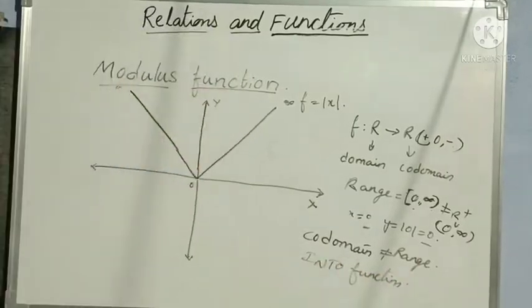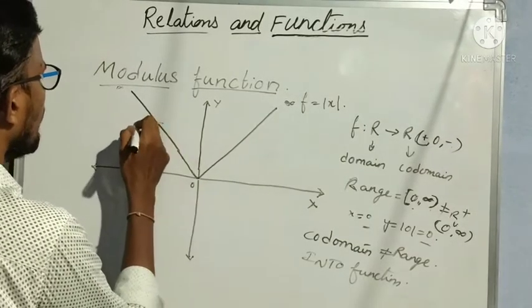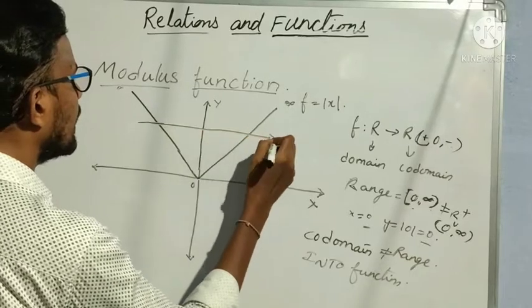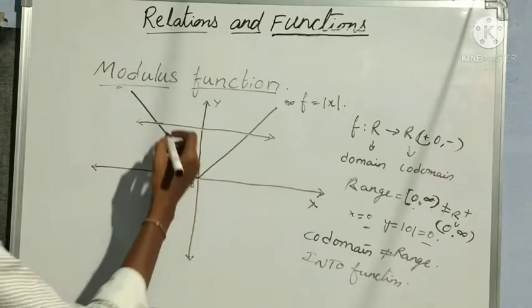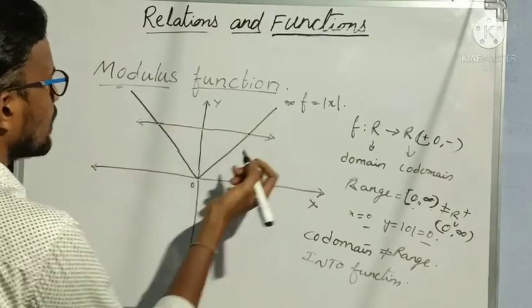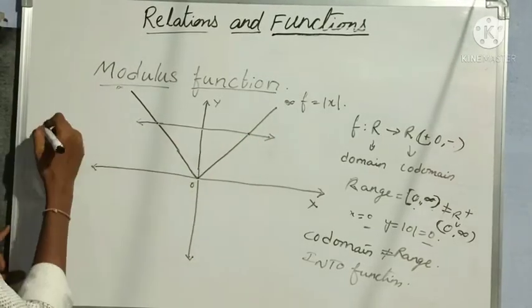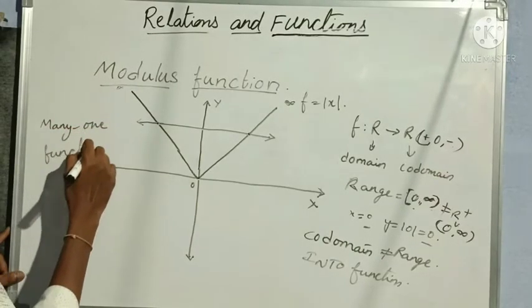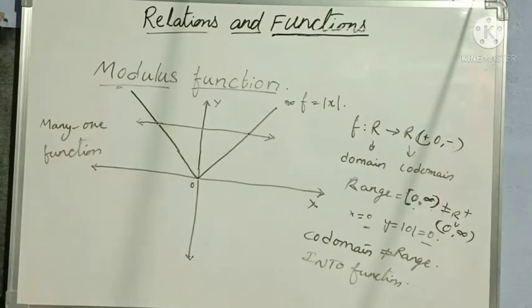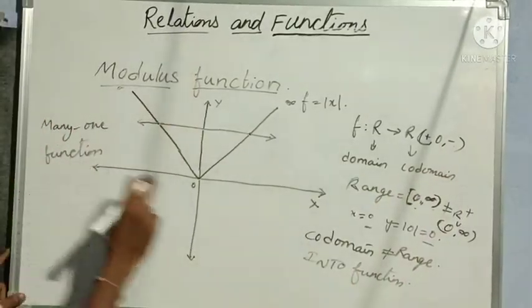Now let us see whether it is many one or one one function. What is the test we have to do? Horizontal line test. If I draw a horizontal line like this, how many points of intersection are we getting? 2 points of intersection. If a line intersects at more than one point, what type of function is it? Many one function. So this is about domain, codomain, range, and the type of function: many one and into function.